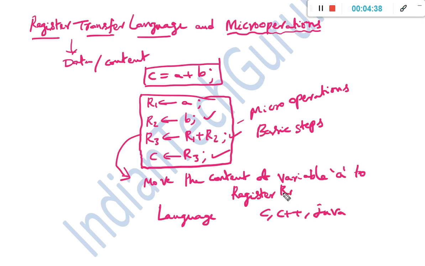Because here we are not going to perform any executional things. That is, we are not going to execute these steps using software like C, C++, Java. But to represent efficiently, we need such a language, which is known as the register transfer language.